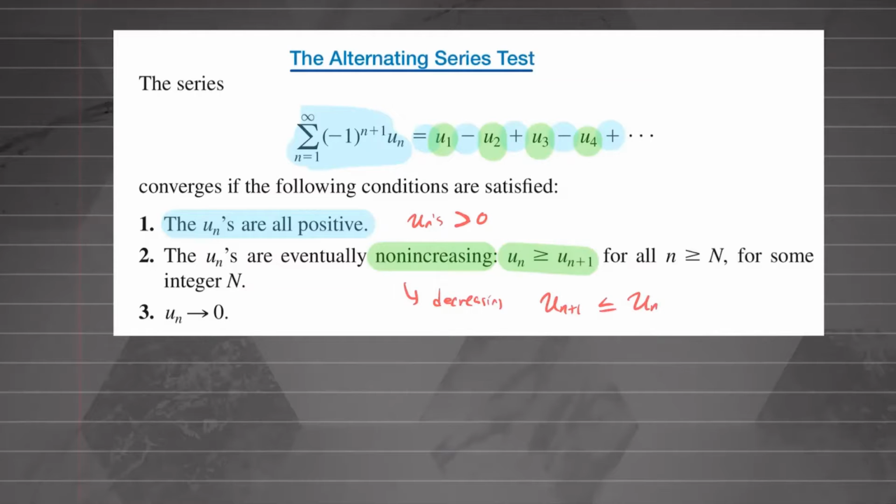And the last thing you want to check is that the limit of your sequence u sub n goes to 0. So this is considering that the limit as n goes to infinity of u sub n approaches 0. If these 3 things are satisfied, then by the alternating series test, that particular series converges. Let's go ahead and look at some examples and see how we can apply this test.